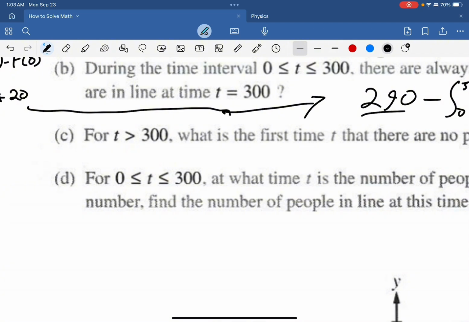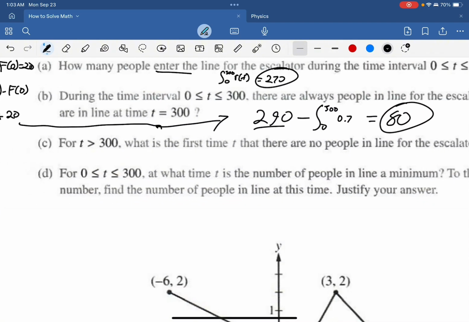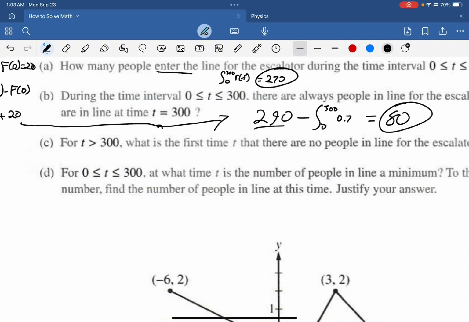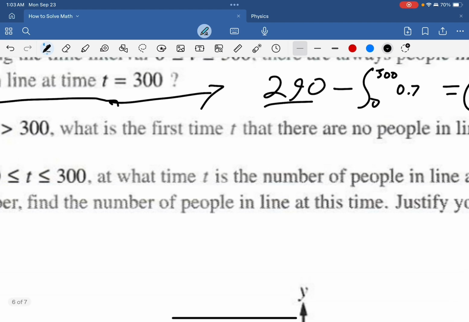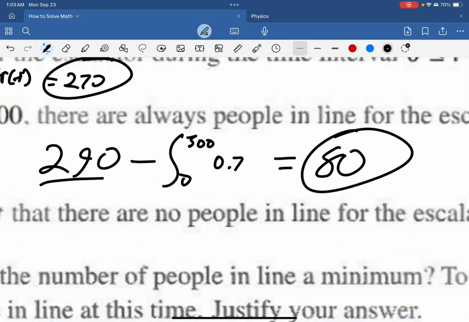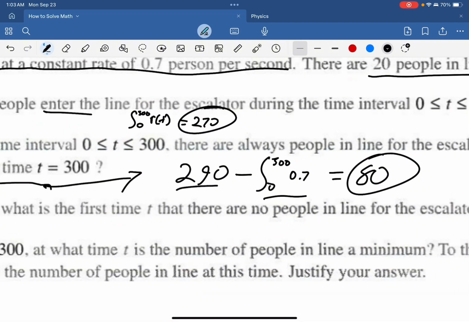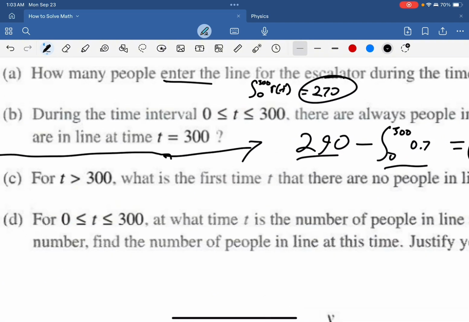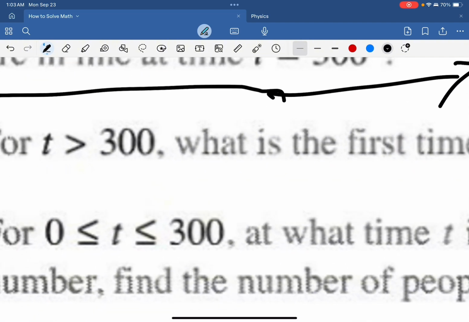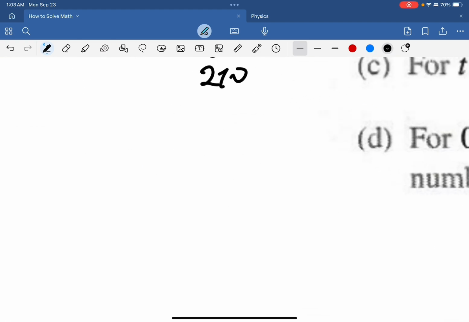So anyways, for time greater than 300 seconds, basically all we have to do here is figure out what time t for this equation will give us 80, because that means 80 people are going to leave. So let's write this down. 80 is equal to n. I'm just going to show you right here the integral of 0.7 dt, because we're in time. I'm sorry if I didn't write that earlier.